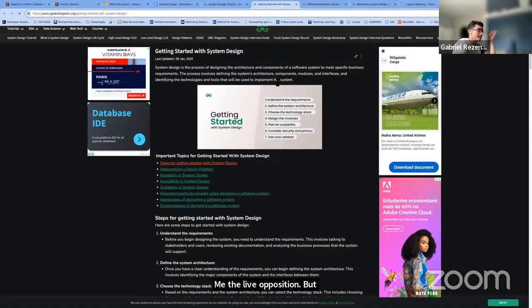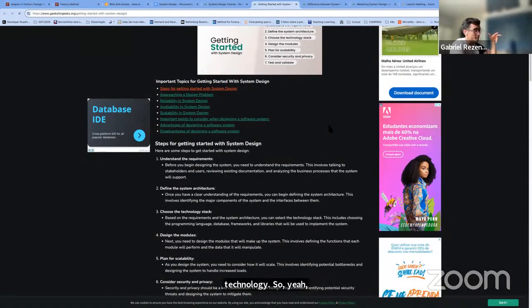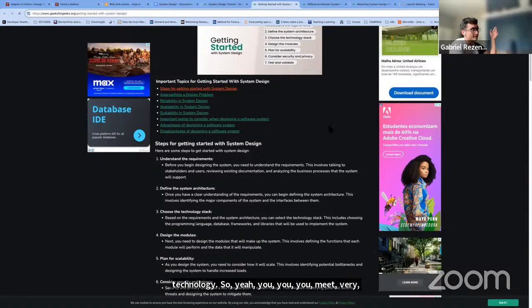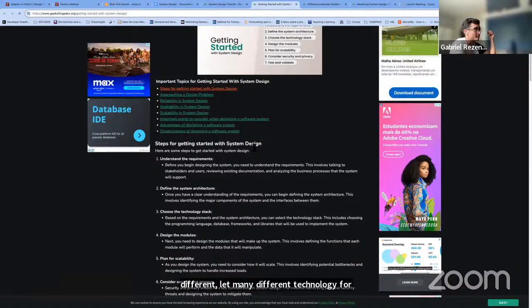But yeah, basically it is a process to evaluate if the interviewee can build a solution to meet some specific requirements. So you have to know about everything in architecture, like technology, like some distributed system, microservice, and so on and so forth. So for that, you have to bring a long time of experience, and probably you are a senior, you have a long-term career in technology. So yeah, you need many different technology fundamentals of computer science.